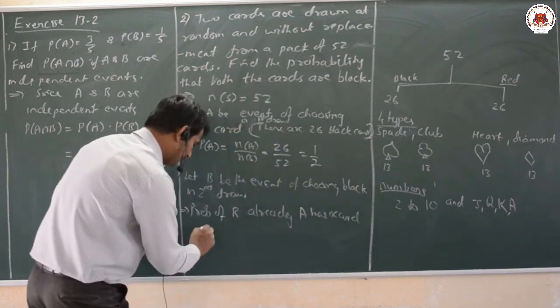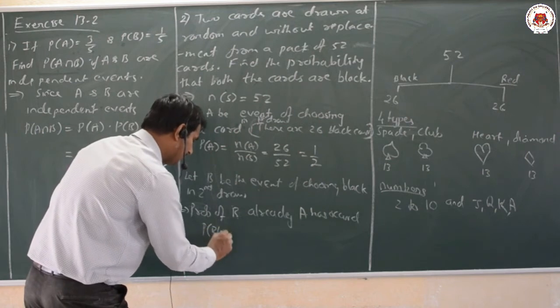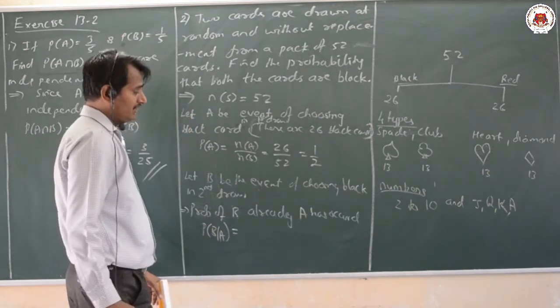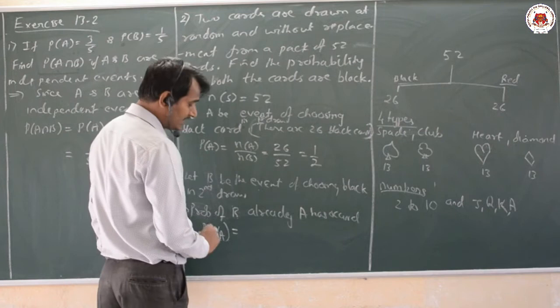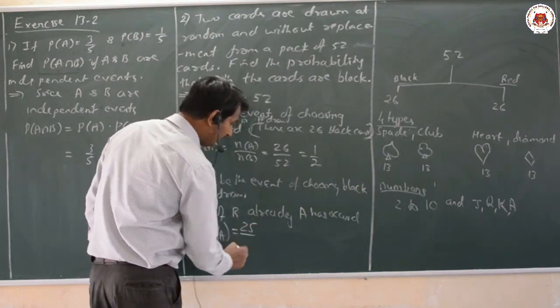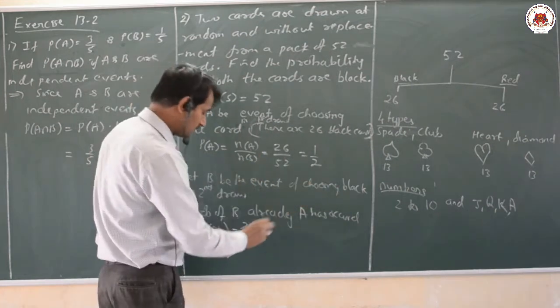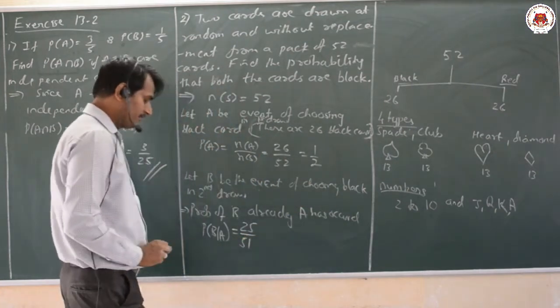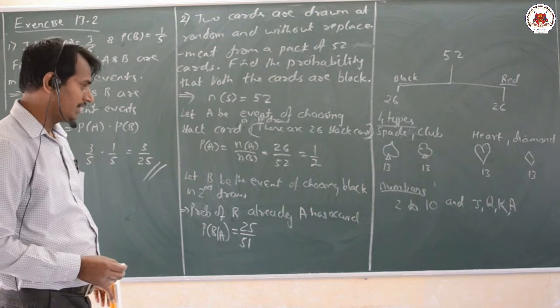That means what we have is the probability of B given A. Now what is this probability of B given A? That is how many cards are remaining. That is very important. That is 26, one has gone, the remaining part is 25. Out of this 52, one has also gone, that means it is 51 here. That is the value for P of B given A.